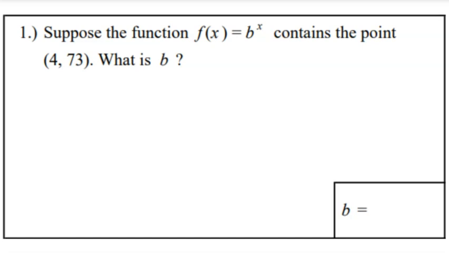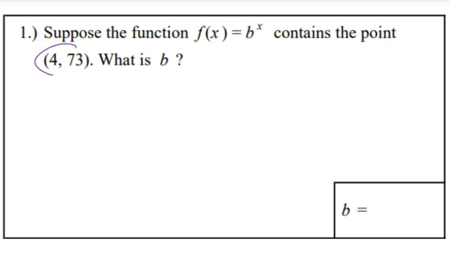Okay, in this video, I'm going to do questions 1, 2, and 3 from the test 4 review. This particular one right here is our first question. It says, suppose the function f of x is equal to b to the power of x, and that it contains the point (4, 73). And then we just want to know what is b. So we're trying to find the base, which we sometimes call the growth factor.